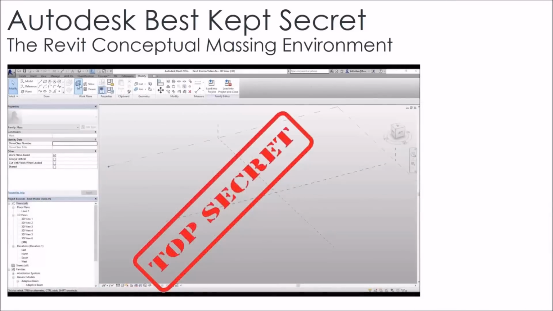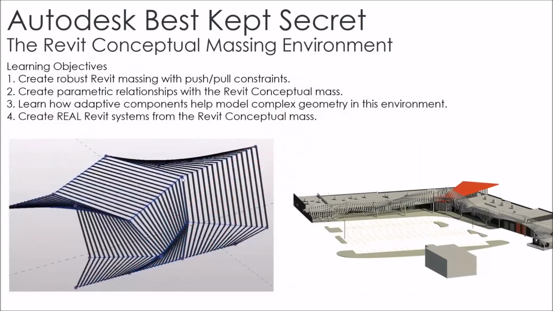Let's go ahead and take a look at our learning objectives. Our learning objectives for today are to create a robust Revit mass with push-pull constraints, creating parametric relationships with the Revit conceptual mass, learning how adaptive components help model complex geometry in this environment, and finally creating real Revit systems with the Revit conceptual mass. So with that, let's go ahead and get started.